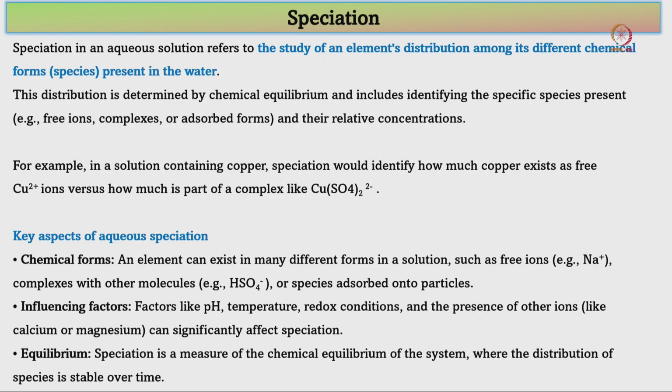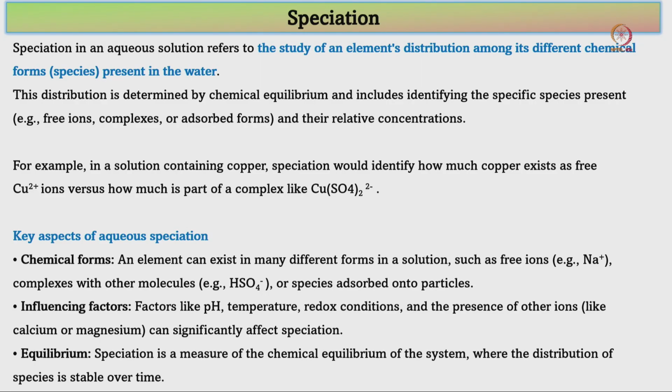Okay. So, speciation, what is speciation? It is the distribution of a particular element in its different chemical forms present in water. It can be available in its free ionic state, or in different ionic configurations. This distribution is determined by the chemical equilibrium. In the very beginning of the lecture series we talked about chemical equilibrium, and we have to see which species is going to be stable and which species is not going to be stable.